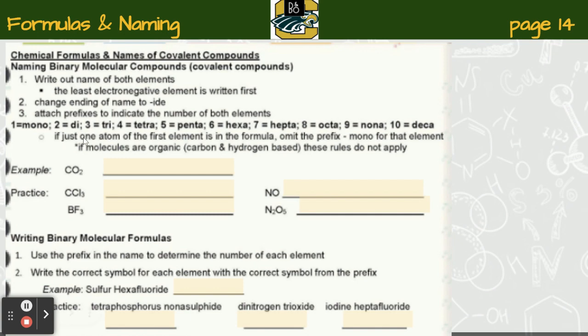So, like I said in the last movie, you want to name your first one and look for how many there are. So carbon has 1. The prefix is mono for that, but on the first element we never say it, so we're just going to say carbon. The second one is oxygen, and there's 2 of them, so 2 is di, so we'd say dioxygen, but always change the second word to "ide." So dioxide.